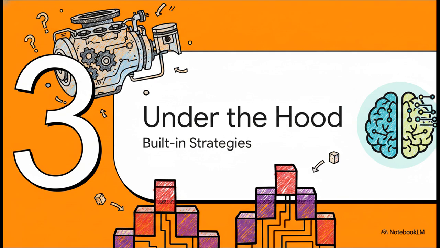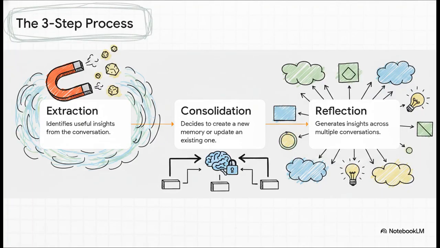All right, so let's pop the hood on that convenient, prefabricated option for a second. What's actually happening behind the scenes when you just choose a built-in strategy? It all really boils down to this three-step process. First up is extraction. This is where the system acts like a magnet, pulling out those useful nuggets of information from the short-term chat. Then comes consolidation. And this is the really smart part. It decides, hey, is this a brand new memory, or should I just update one I already have? And finally, there's reflection. This is where the higher-level thinking happens. It starts generating these powerful insights by connecting the dots across lots of different conversations.